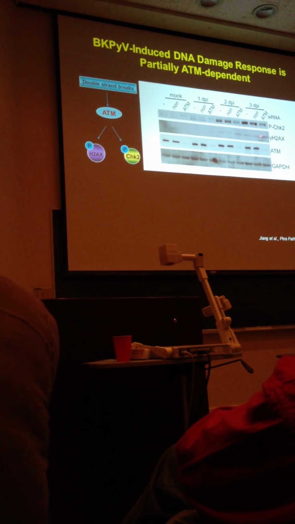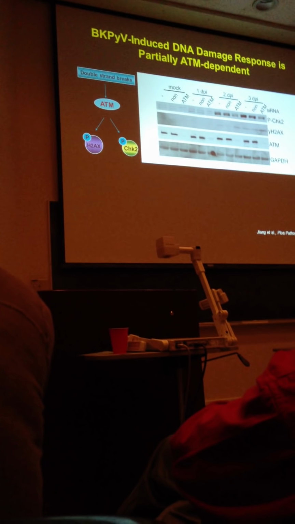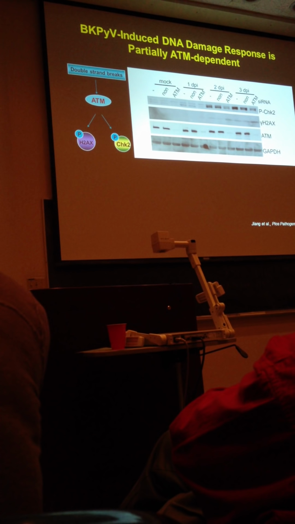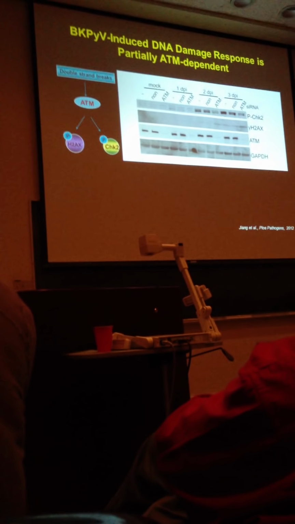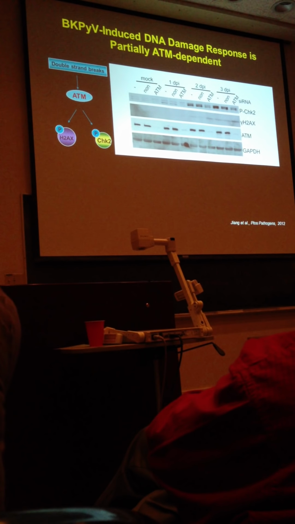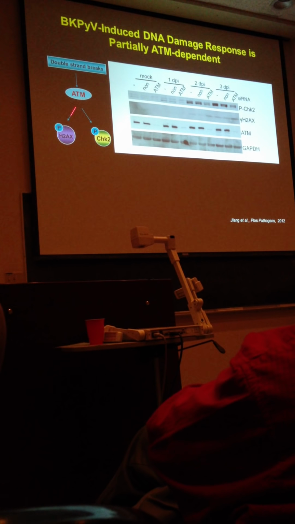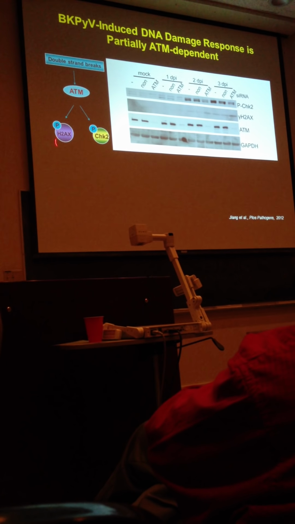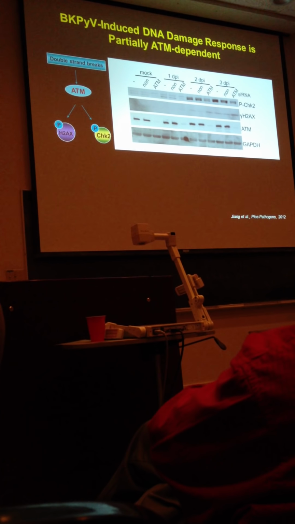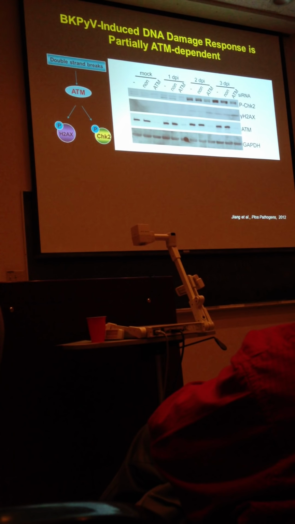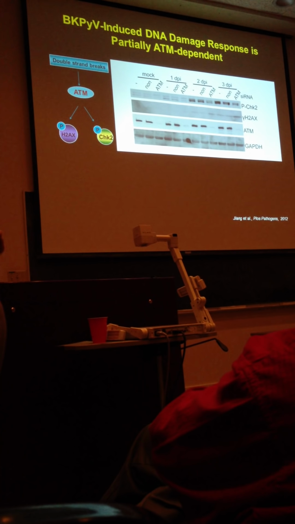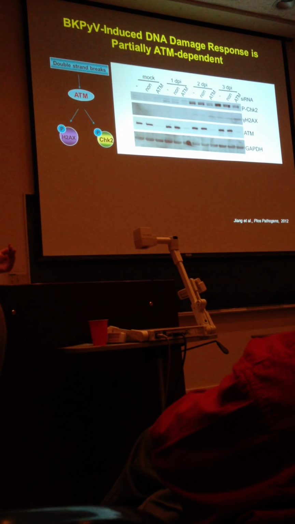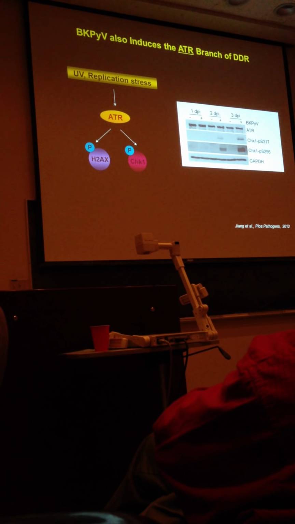There seems to be, if anything, more activation of this important regulatory protein in the cells that are knocked down for ATM. So this suggests to us that maybe this pathway is not what contributes to the activation of H2AX in BKV infected cells. So maybe there's another kinase that's responsible for the activation. So what can it be? And the obvious candidate is ATR.